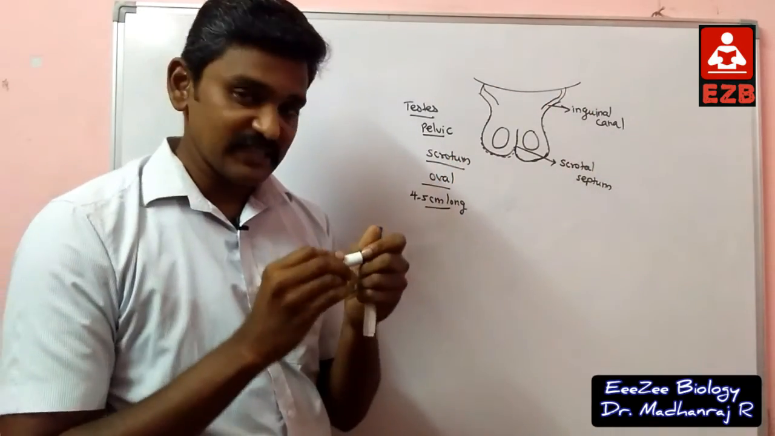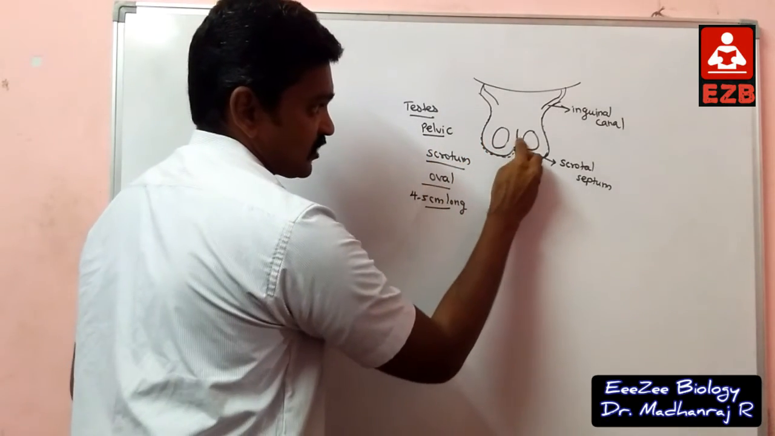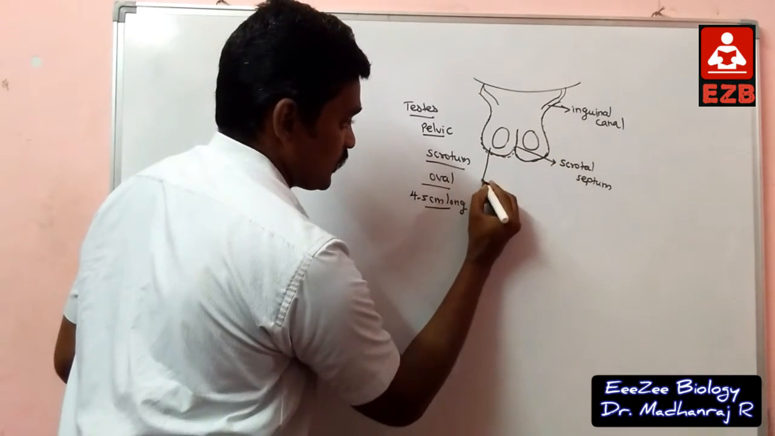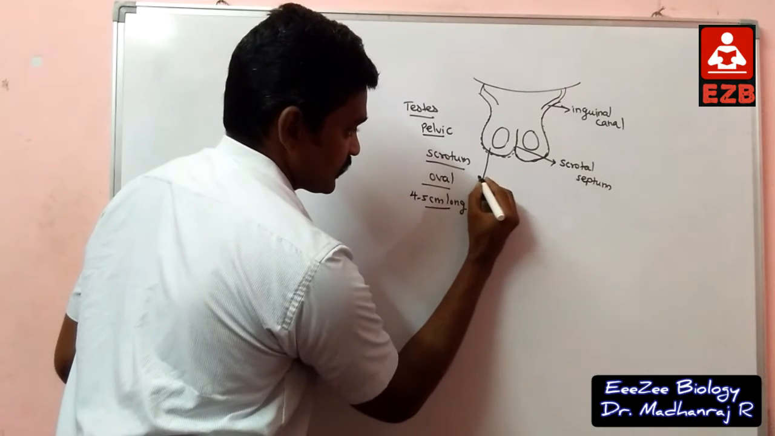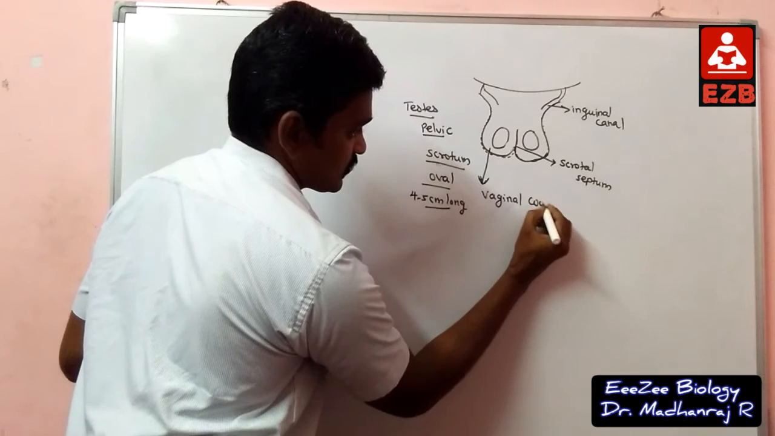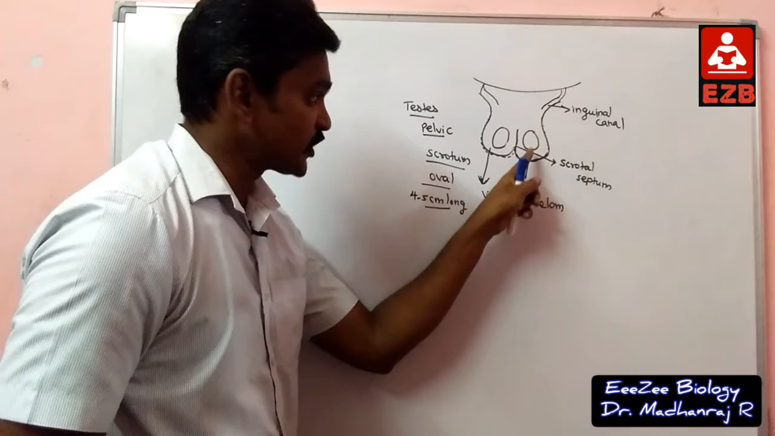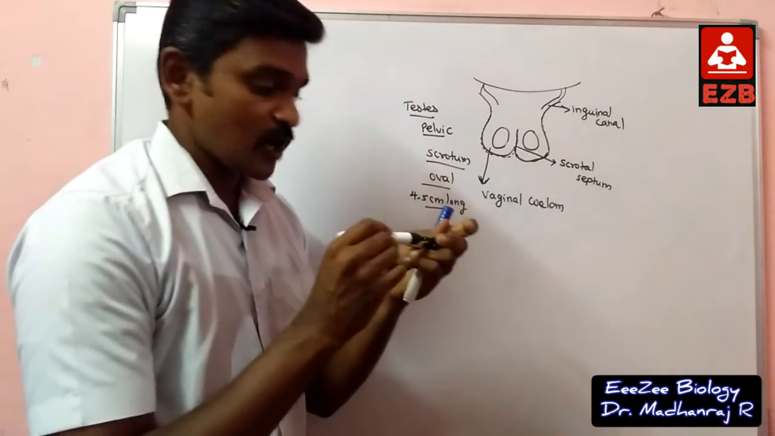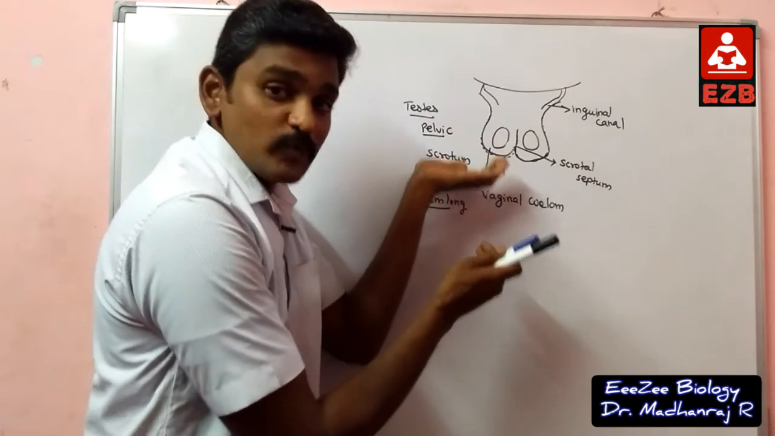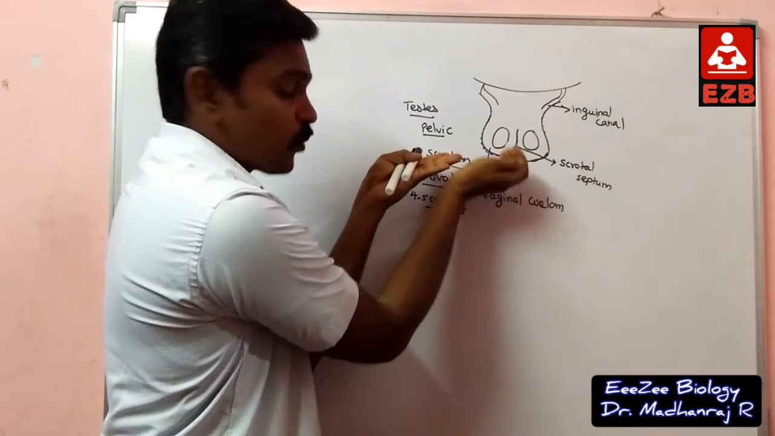One more important thing is the space which is present here, you can see here. It is like a small cavity-like space. That space is called the vaginal coelom. So here also we will be having the vaginal coelom. And one more important thing here: always the position of one testis will be lower than the other testis. One will be somewhat upper, one will be somewhat lower.